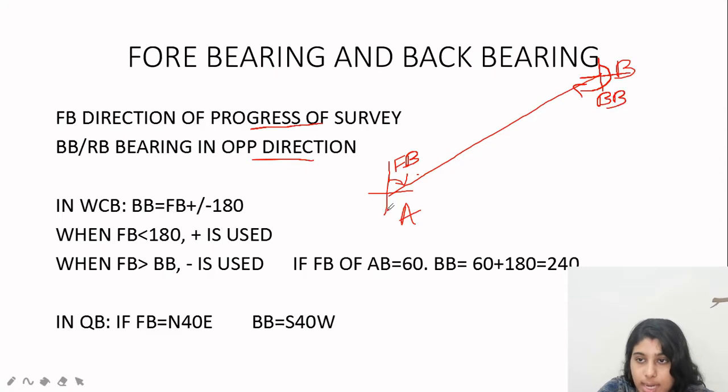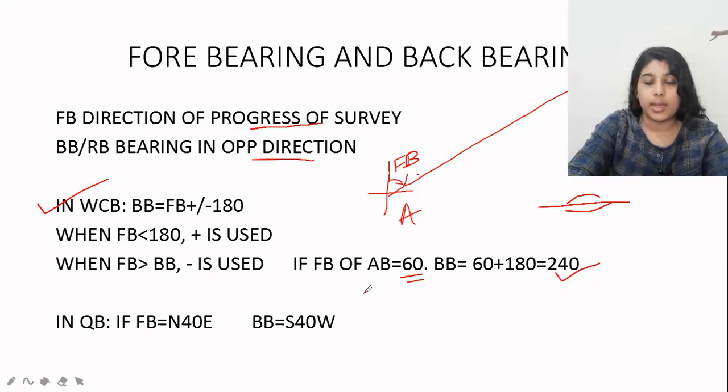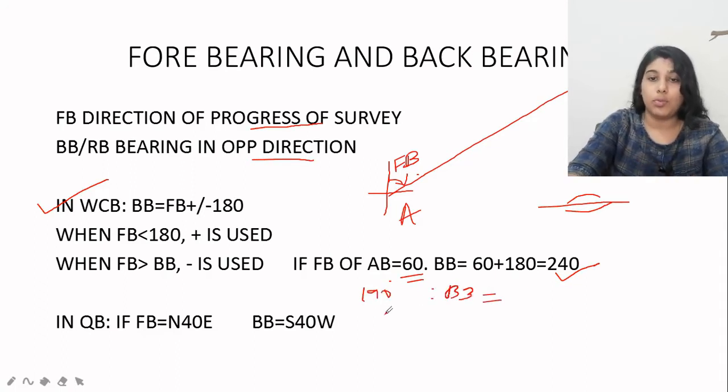Every time you can see that it is a straight line, so each angle will be 180 degree, that you know. So in the whole circle bearing, the back bearing will always be forebearing plus or minus 180 degree. When is plus used? If forebearing is a lesser value than 180, suppose it is 60 degree, it is less than 180, so we can add 180. So that back bearing will be 240. If forebearing is greater than 180, suppose it is 190 degree, what will be the back bearing? You understood, it is greater than 180, so we can subtract 180 from it.